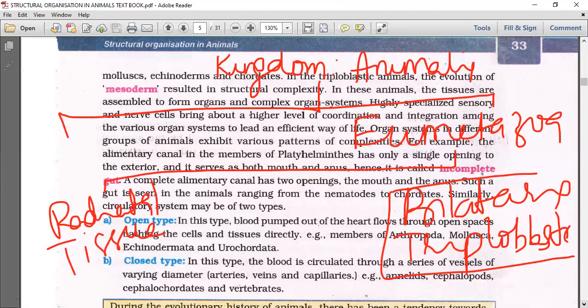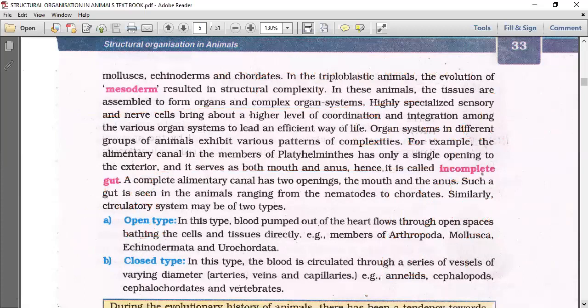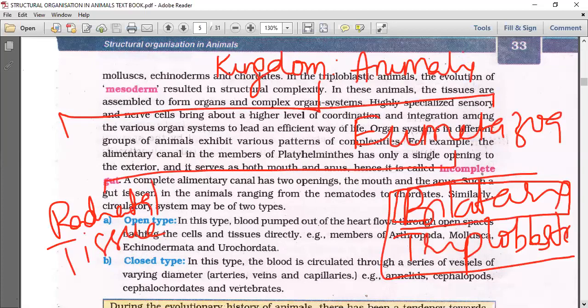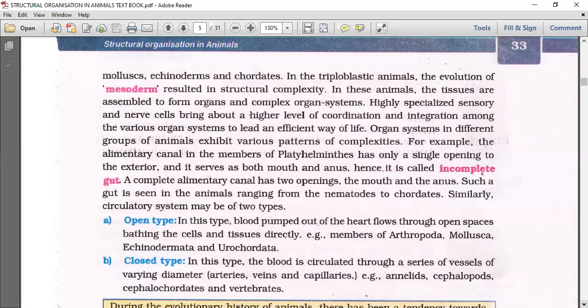Obviously, we need to say here, the animals with organ system grade of organization also exhibit bilateral symmetry and triploblastic nature. Bilateral symmetry and triploblastic nature, that can be seen. Now, let's start reading. In the triploblastic animals, the evolution of the mesoderm, the third germ layer, resulted in structural complexity. In these animals, the tissues are assembled to form the organs and complex organ systems. The highly specialized sensory and nerve cells bring about a higher level of coordination and integration among the various organ systems to lead an efficient way of life.